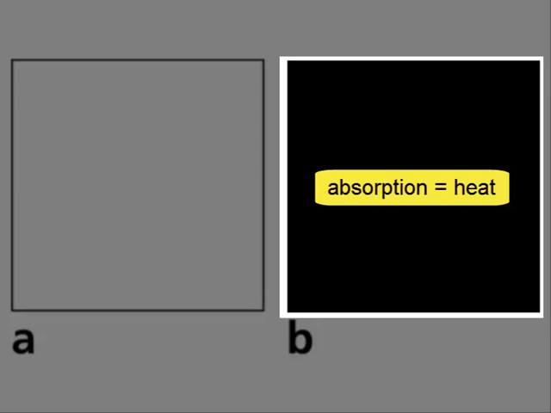This square reflects all the colors illuminating it. In sunlight, it is white. When illuminated with a blue light, it is blue. This square absorbs all the colors illuminating it. In sunlight, it is warmer than the white square.